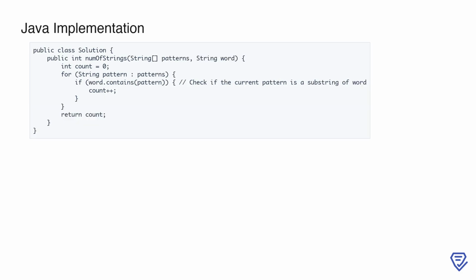This is the Java implementation of LeetCode problem number 1967, Number of Strings That Appear as Substrings in Word. It mirrors the Python solution, using Java's string contains method to check if each pattern is a substring of the given word. The logic is straightforward: iterate through the patterns array, increment a counter if a pattern is found in the word, and return the count. The main differences are Java-specific syntax like type declarations and the use of Java's string methods.